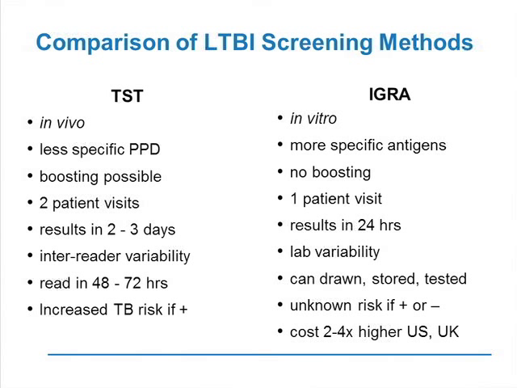IGRAs have the advantage of doing one test at one time through phlebotomy. TST requires multiple visits and expert assessments. It requires 2-3 days of assessment, whereas the IGRA results can be printed out and reported in 24 hours. There are fewer issues of inter-reader variability with IGRAs, but there are issues of lab variability. The IGRAs can be drawn, stored, and tested later if need be. And then bottom line is that the IGRAs do cost more compared to the TSTs.